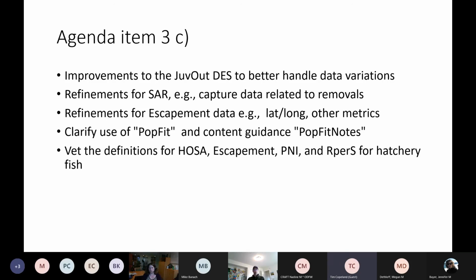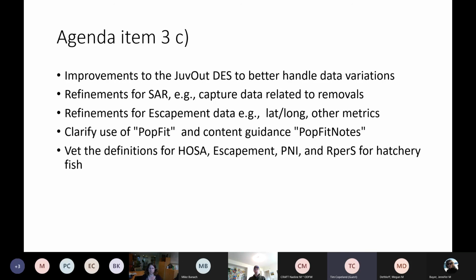Can we further refine the Smolt to adult return field, by adding fields that would allow us to more specifically describe how many fish were removed along the way before you get to the Smolt to adult return estimate? Are there some missing fields associated with the escapement field that we just added last June? Do we want to add some additional metrics to provide more value to this new field that describes escapement?